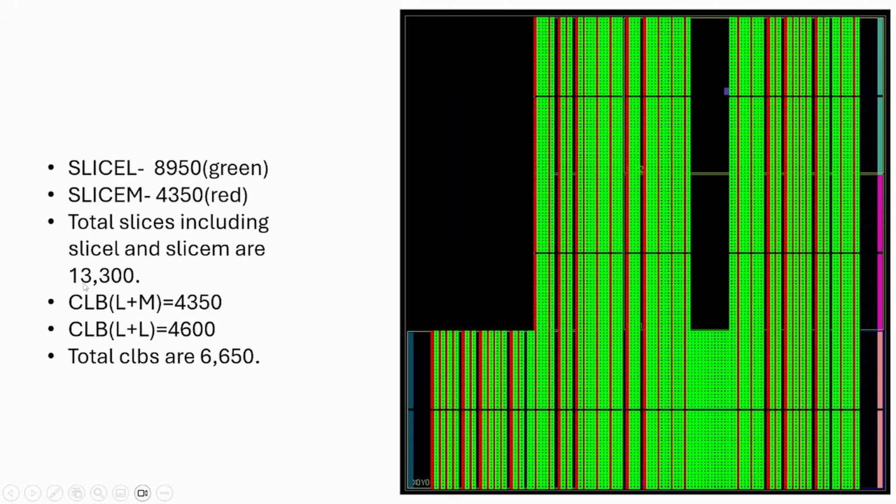Here you can see there are a total of 13,300 slices. Out of them, the CLBs which contain L plus M are 4,350, and the CLBs which contain L and L are 2,300. So together there are 6,650 CLBs. And here my question is, we saw slice L and L, and L and M, but why are there no M and M?